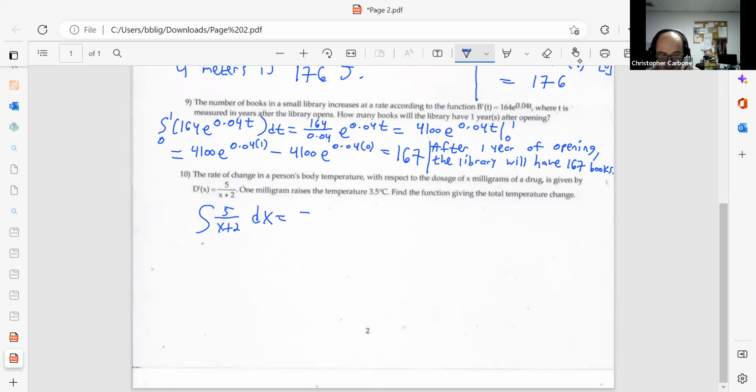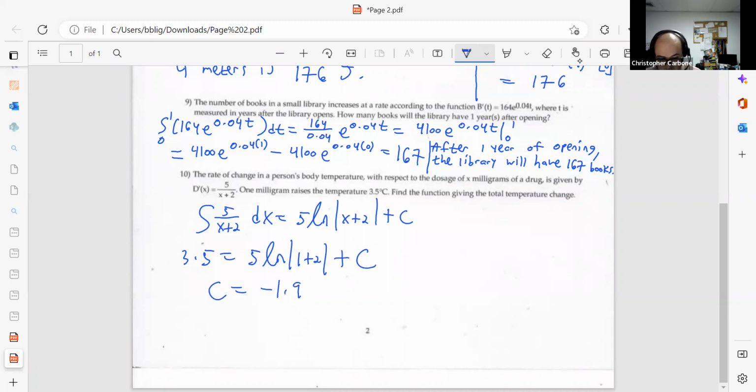Based on our formulas, this is 5 times the natural logarithm of the absolute value of x plus 2, plus c. To get that value of c, we put in 3.5 is equal to 5 times the natural logarithm of the absolute value of 1 plus 2, plus c. Subtracting over 5 times the natural logarithm of 3, we would get a value of c to be, rounding to 2 decimal places, negative 1.99.